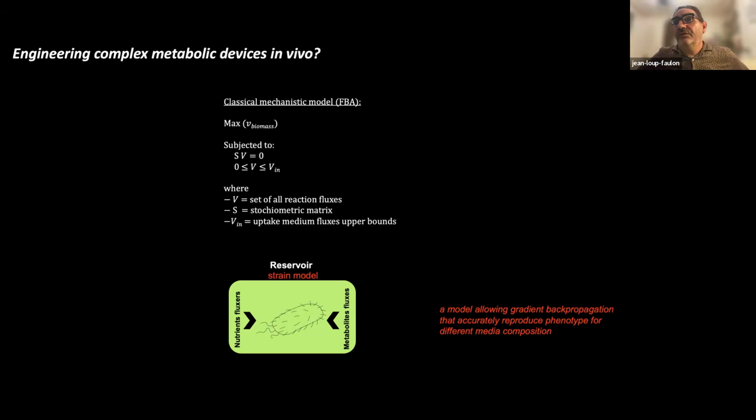And this is subject to constraints. Basically, the constraint is telling that you don't have accumulation of metabolites inside your cell. This is captured by a stoichiometric equation, SV equals 0, where V are the fluxes of all the reactions that you have in your network. You also have some boundary conditions for all your fluxes, and notably an upper bound. And so this is great, and you can use this as a strain model, and it will give you the various phenotypes depending on the nutrient composition you give in your growth medium.